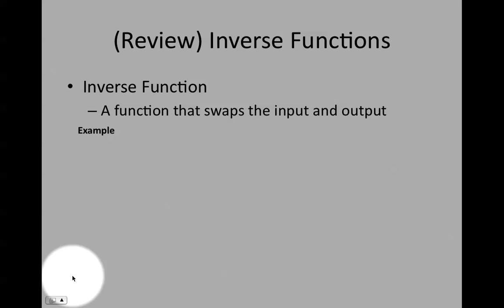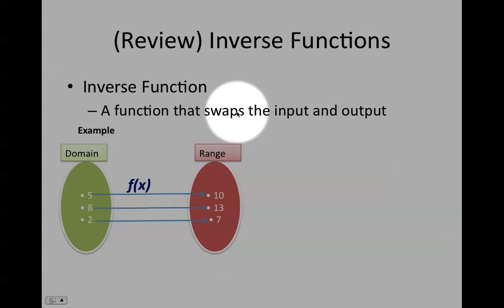Before we get into trig inverse functions, let's review a little bit what a regular inverse function is. An inverse function is a function that swaps the input and output. For example, if I have f of x here that maps 5 to 10, 8 to 13, and 2 to 7, f inverse of x is going to take all these arrows and essentially reverse them.